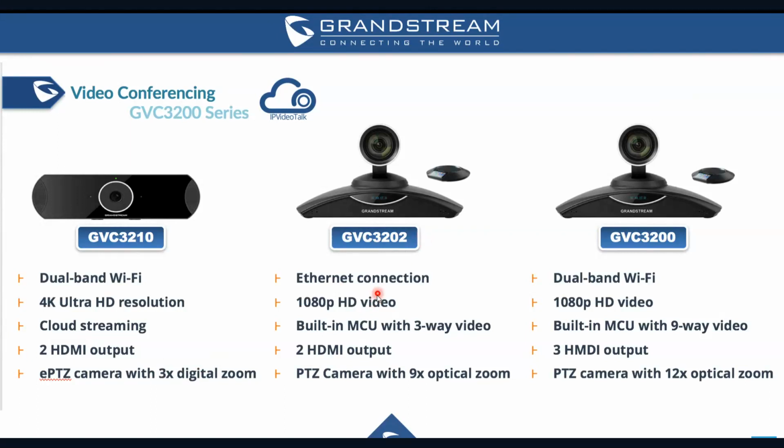It has Ethernet connection, PoE, and 1080p HD video. It has a built-in MCU with 3-way video, 2 HDMI outputs, and a PTZ camera with 9 times optical zooming. Lastly, we have the GVC 3200. It has 1080p, the highest among the 3, a built-in MCU with 9-way video, 3 HDMI outputs, and 12 times optical zooming for its PTZ camera.